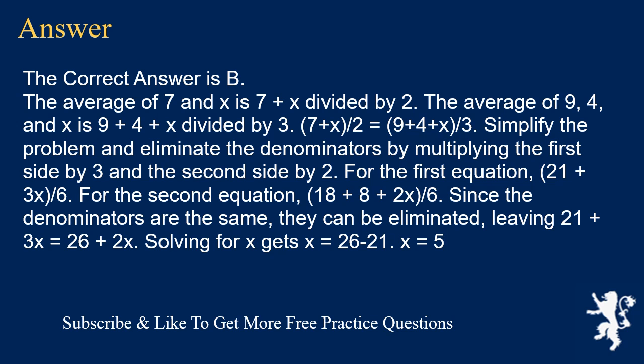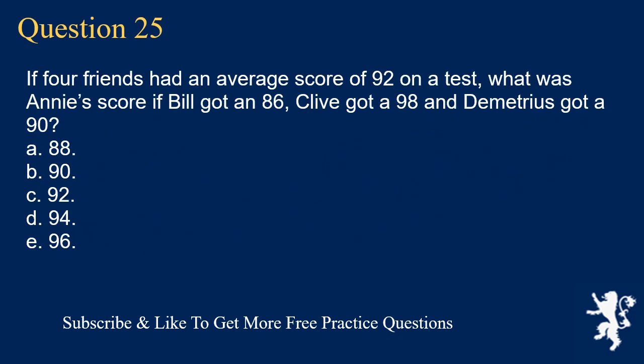Simplify the problem and eliminate the denominators by multiplying the first side by 3 and the second side by 2. For the first equation, (21 plus 3x)/6. For the second equation, (18 plus 8 plus 2x)/6. Since the denominators are the same, they can be eliminated, leaving 21 plus 3x equals 26 plus 2x. Solving for x gets x equals 26 minus 21. x equals 5.